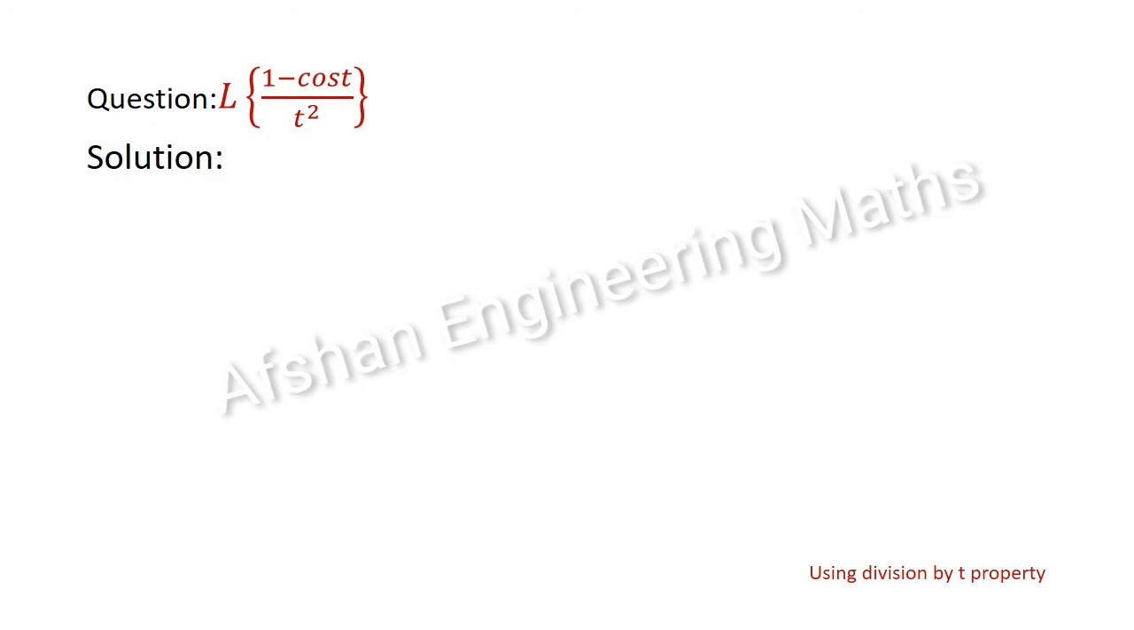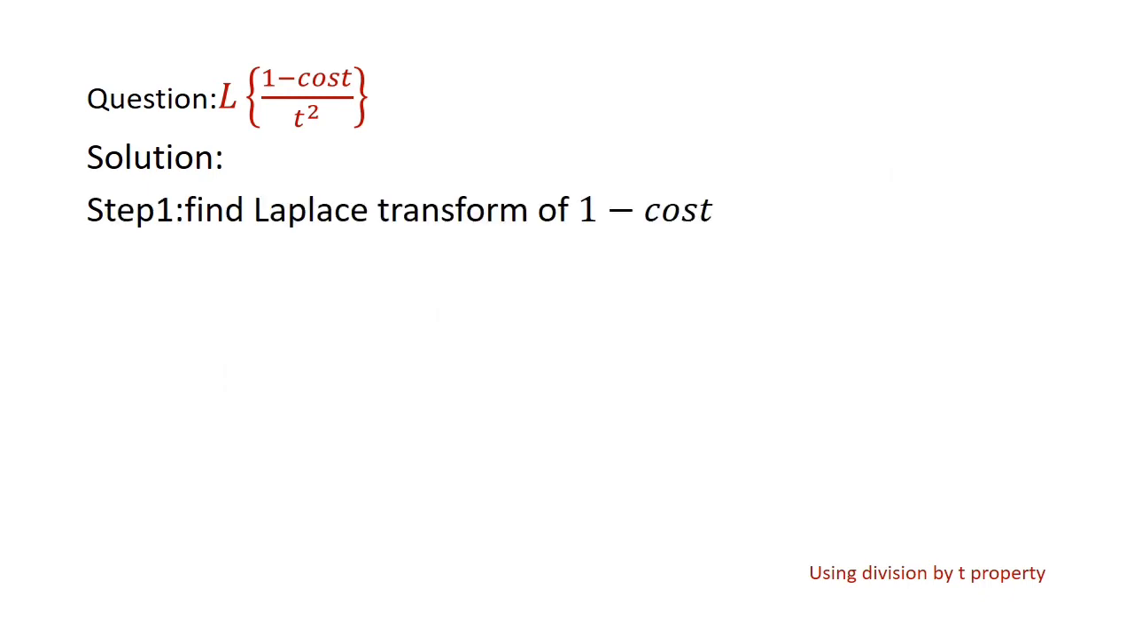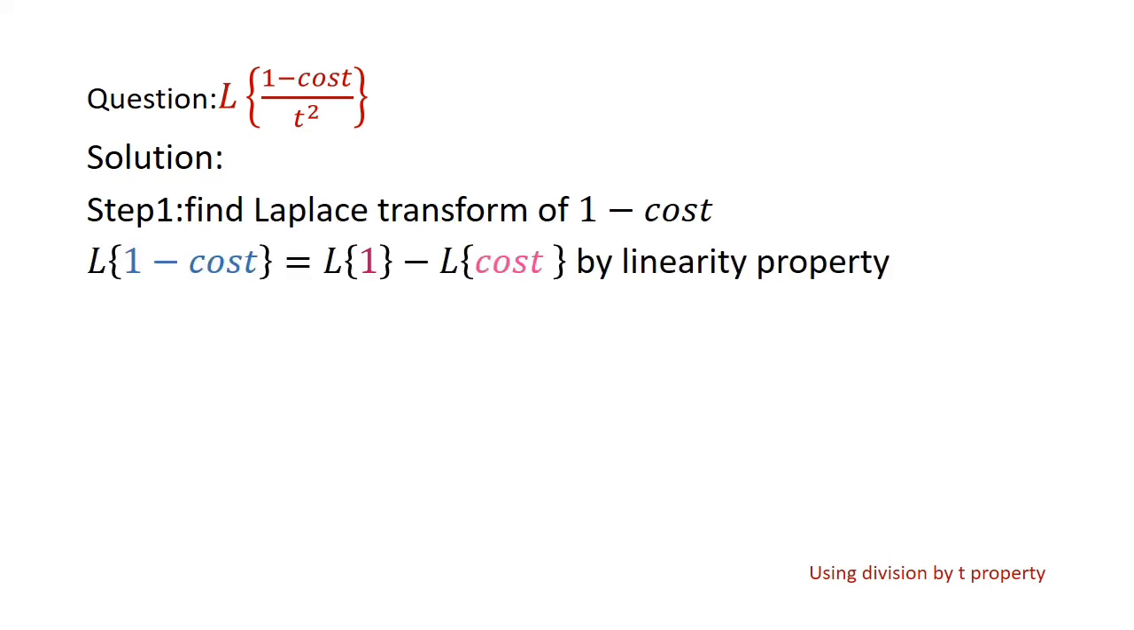Find the Laplace transform of 1 minus cos t. Here we are using the linearity property to separate both the functions and find out the Laplace transform of 1 and the Laplace transform of cos t. By the transform of elementary functions, we already know that the Laplace transform of 1 is 1 upon s and the Laplace transform of cos t is s upon s square plus 1.